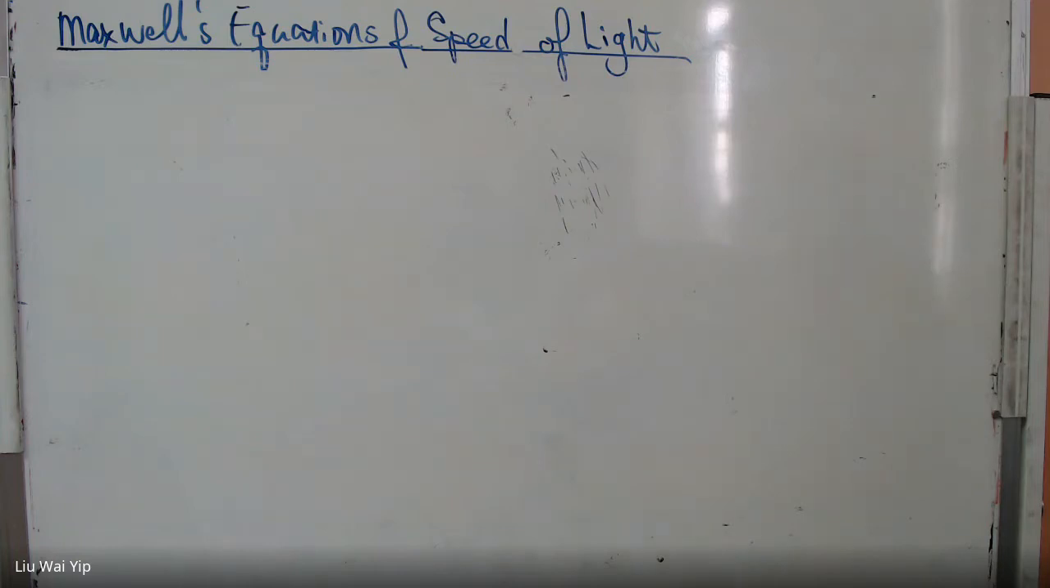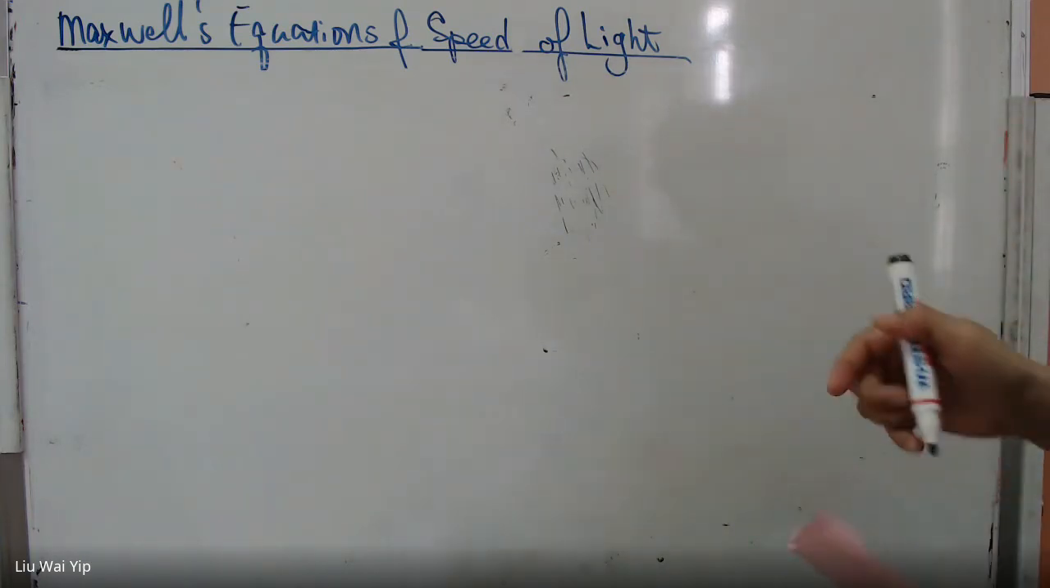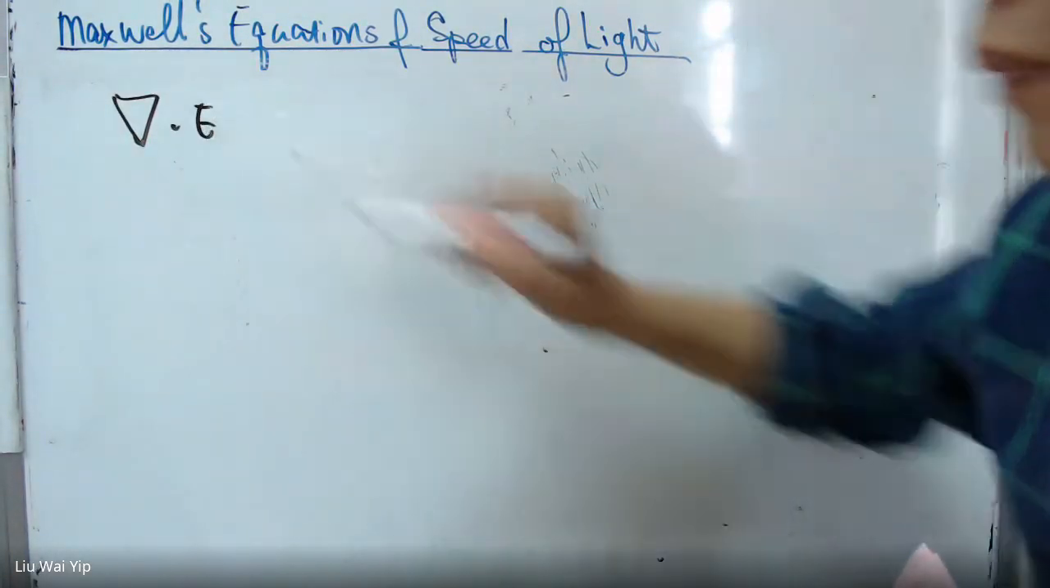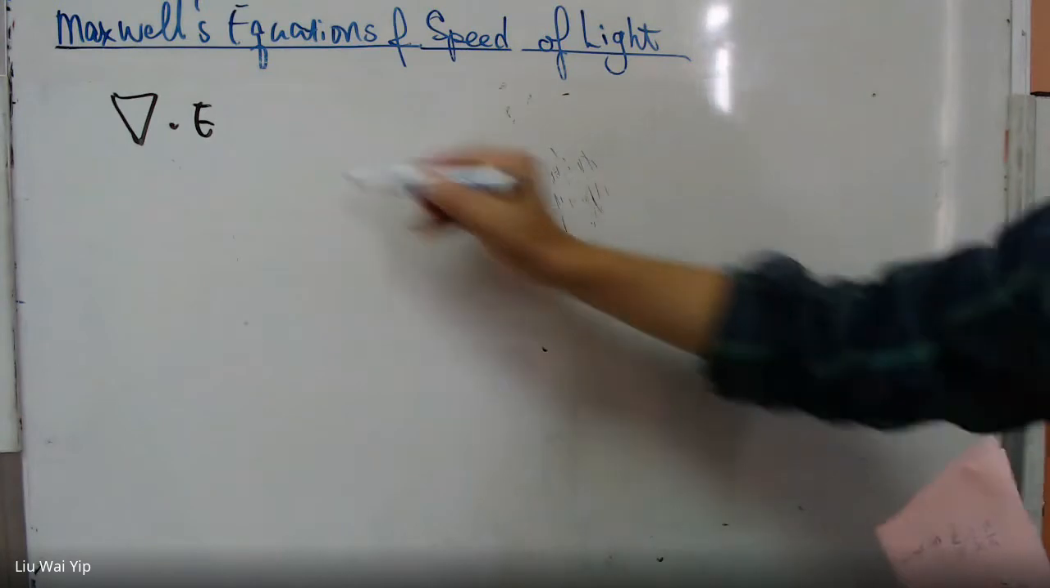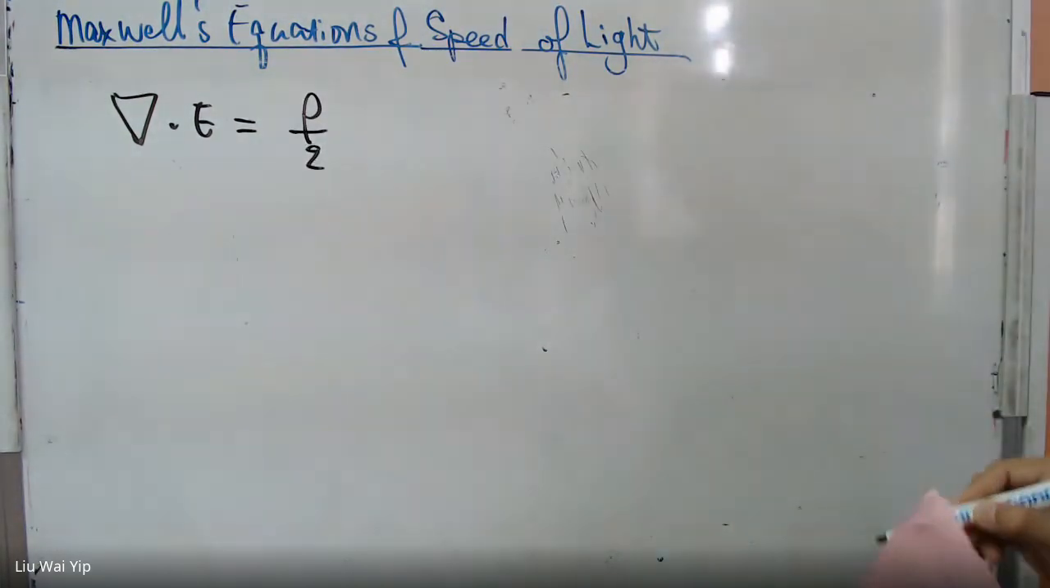Hello everyone. This video is about the use of Maxwell equations to derive the speed of light. So to begin with, let's take a look at what we have learned from Maxwell equations. We have learned this equation, divergence of E being equal to rho divided by epsilon.